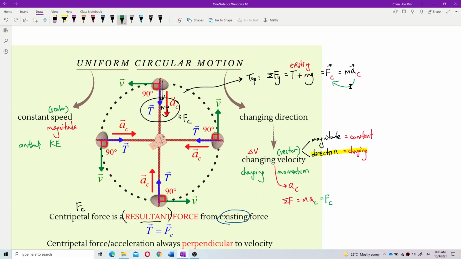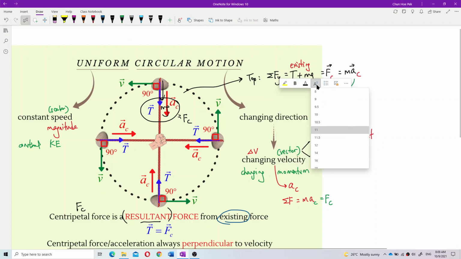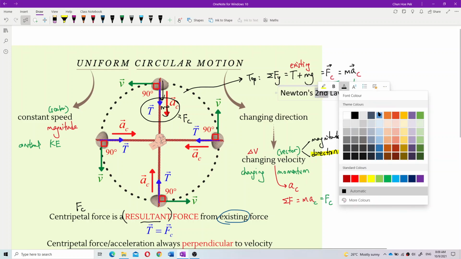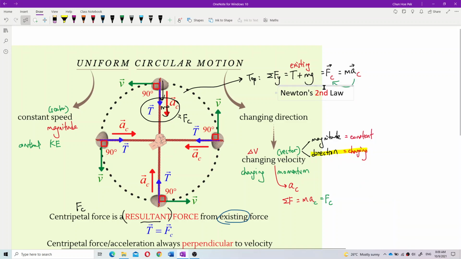When you have a centripetal force, you must have centripetal acceleration, because it's all because of Newton's second law. Let me write it down over here. So these all are because of Newton's second law. Total F equals ma. I hope you are clear.